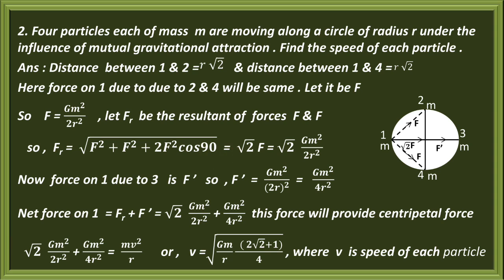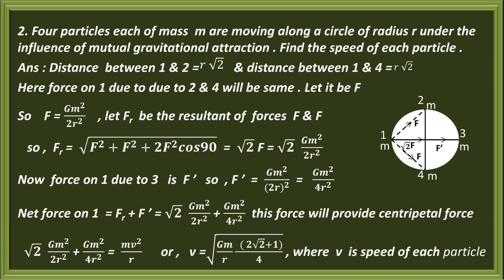Now the force on 1 due to particle 3 is F dash. So F dash equal to Gm square by 2R whole square, which is Gm square by 4R square. Now you see these two forces, Fr, which is root 2 F, and F dash, are in the same direction, and the net force on 1 can be written as Fr plus F dash. So we can calculate it.